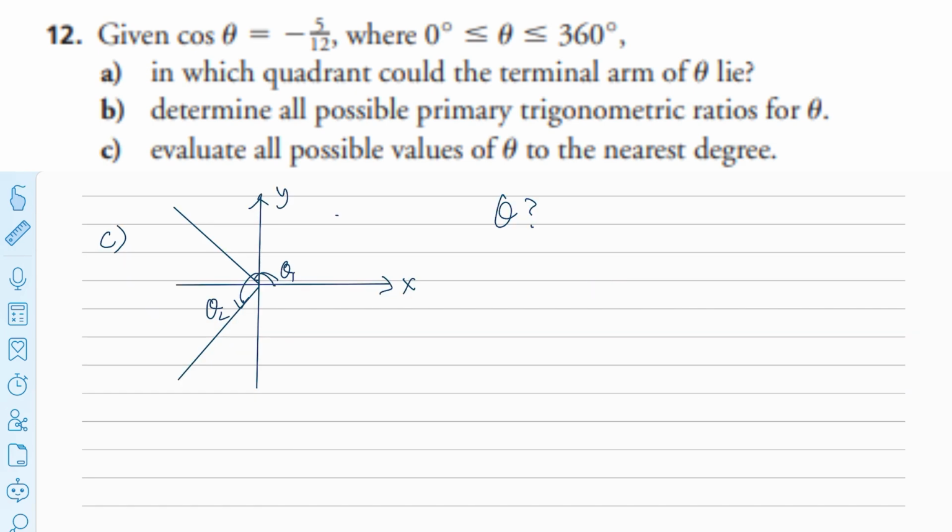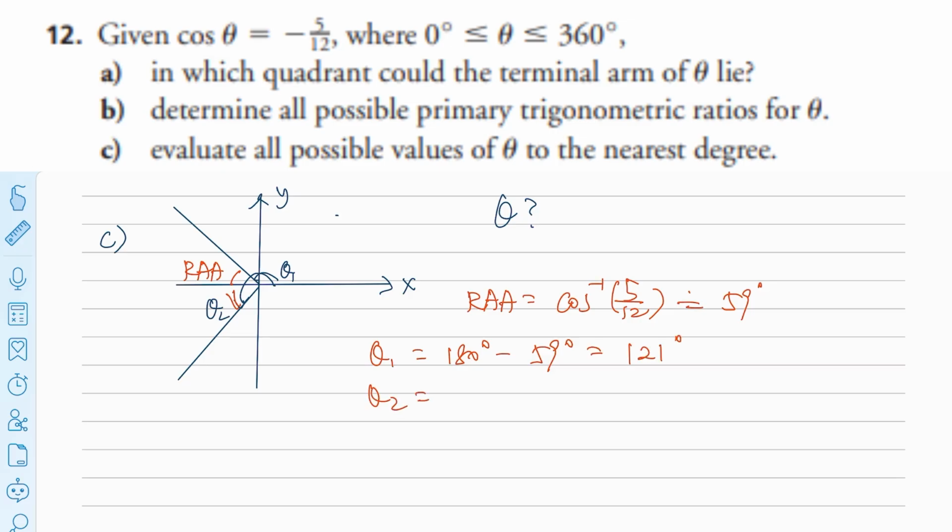Now for question C, in order to get the angle, we need to find the related acute angle, which is here, the RAA, and here. To find the RAA, we can use the given cosine ratio inversed, which equals 59 degrees. Now we find theta 1, which is 180 degrees minus our 59 degrees. This equals 121 degrees. And now to find theta 2, which is our other possible angle, we do 180 degrees plus 59 degrees, equaling 239 degrees. Now those are our possible values of theta.